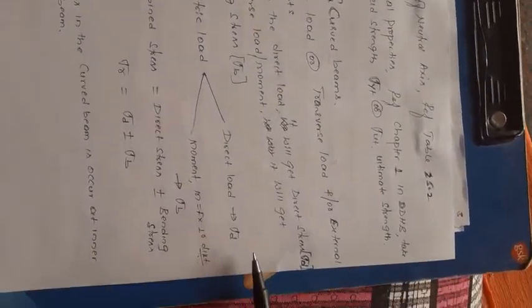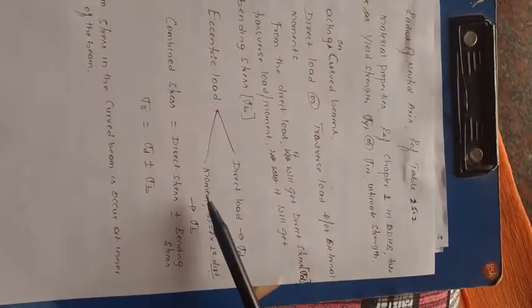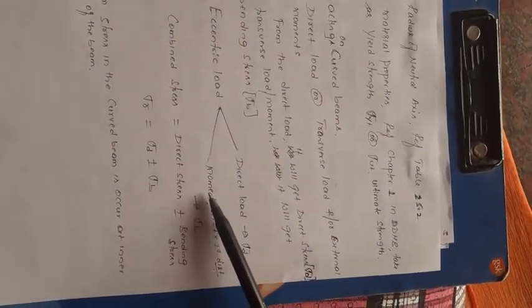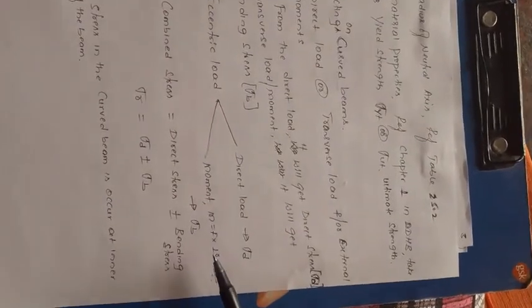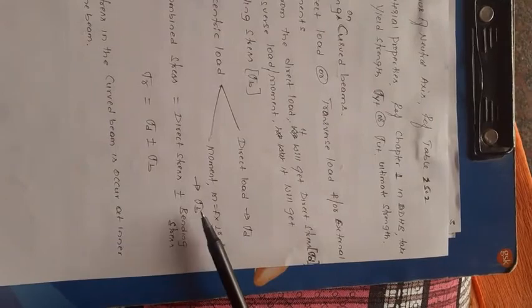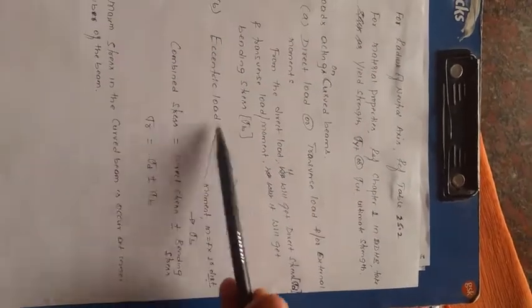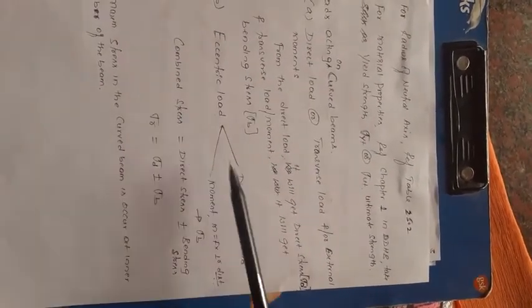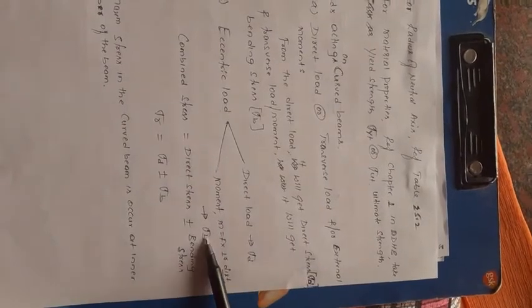What type of load do you get? Direct load. From the direct load, what type of stress do you get? Direct stress. Then, due to the eccentricity of the load, a moment will be produced. What is the moment here? Force into perpendicular distance. From that, what type of stress will you get? Bending stress. So due to eccentric load, the stresses that develop are direct stress and bending stress.